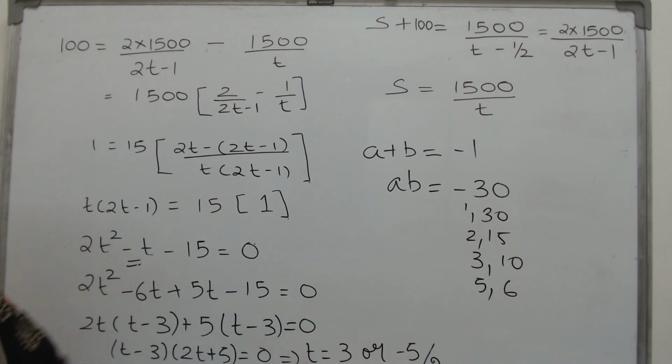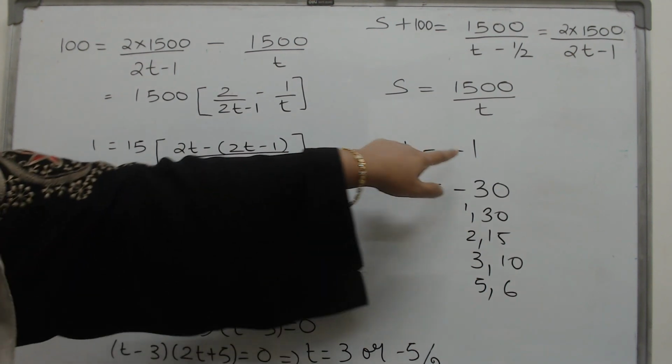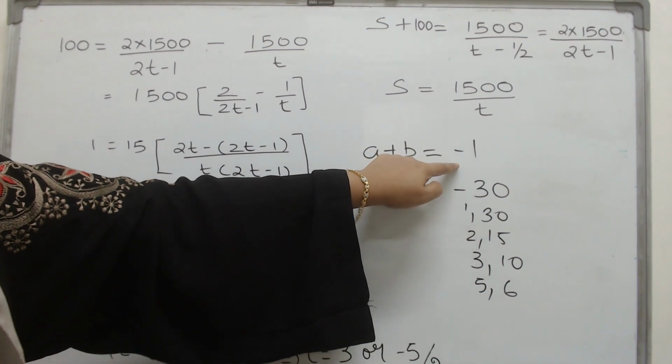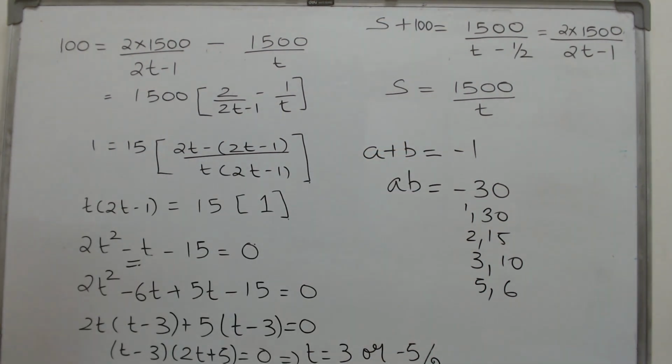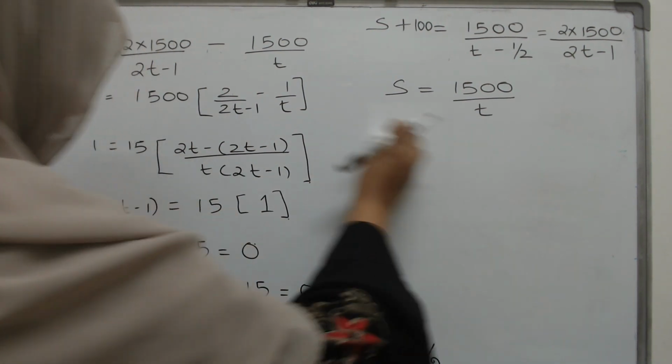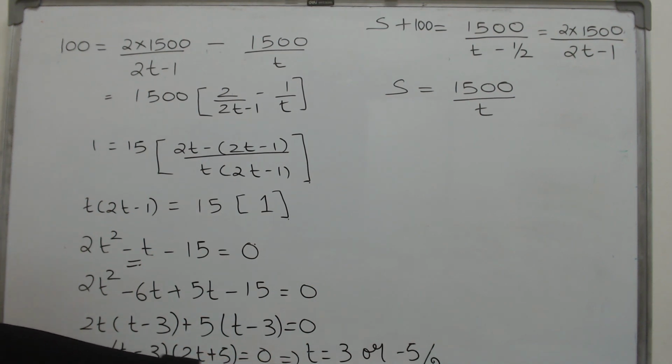Then you have the question, which one is negative? Look at the sign here. This has the sign of the greater number. So if this is negative, which means the greater number here, which is 6, is actually negative. So these are your two numbers. And then what are the final two factors that you get? The final two factors, you can see they are 3 and minus 5 by 2.